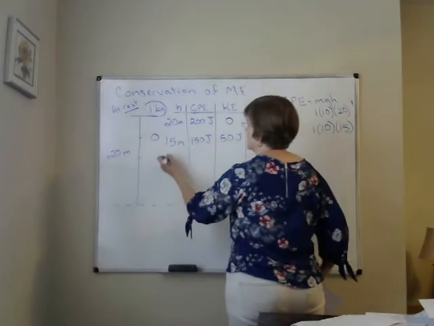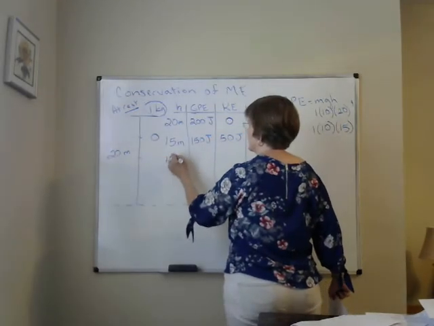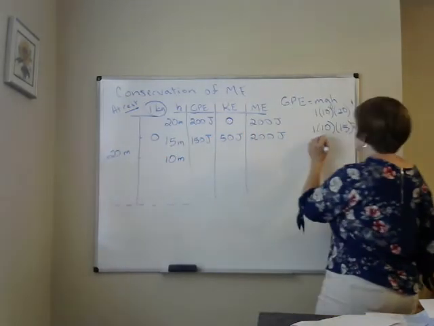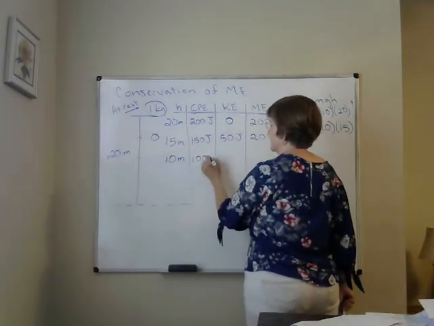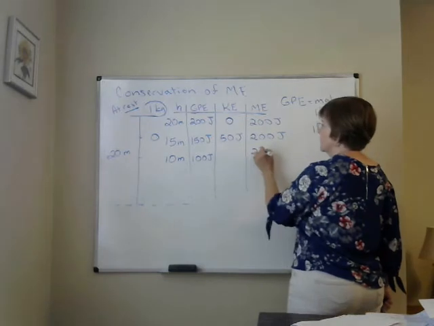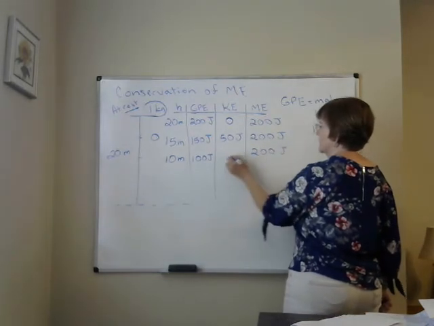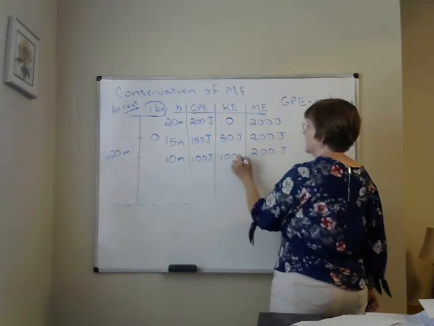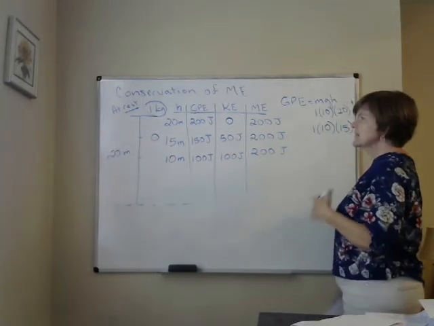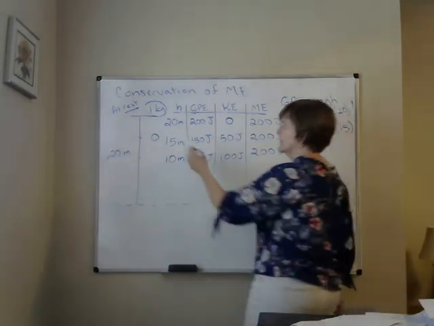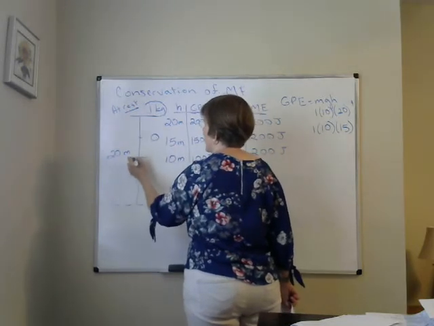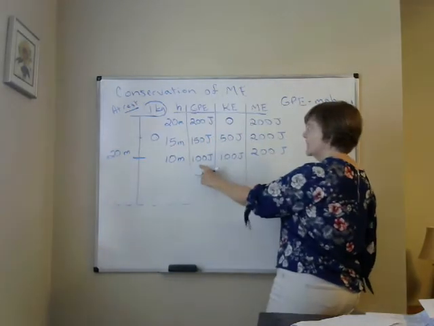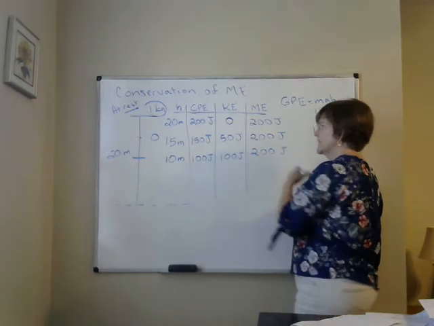When it's fallen, so that's only at 10 meters, well, if I do 1 times 10 times 10, I realize I have 100 joules. This is still 200 joules. So my kinetic is now 100. Notice that's the halfway down. At the top, all of the energy was potential. When you're halfway down, half the energy is potential, half is kinetic.